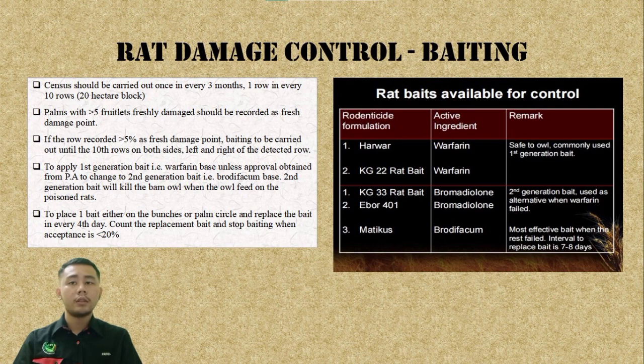To apply first generation bait, for example, we can use warfarin based, unless approval is obtained from the PA to change to second generation bait. We can use brodifacoum based. Second generation bait will kill the barn owl when the barn owl feeds on the poisoned rats. Place one bait either on the bunches or palm sucker and replace the bait on every 4th day. Count the replacement bait and stop baiting when acceptance is below 20%.